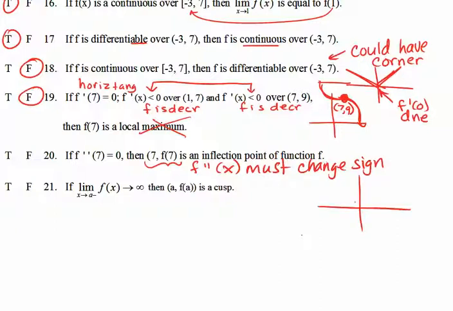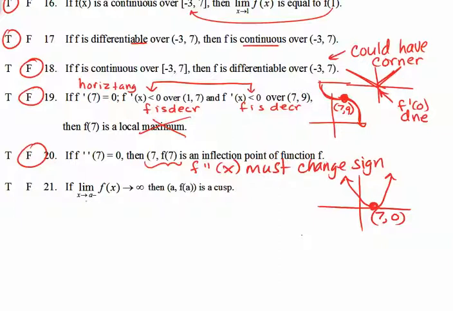So you guys know all the time here that we could have functions that hit 0, but they don't cross over the x-axis. They might bounce there. So that is not enough. F double prime has to change from positive to negative or negative to positive to give us an inflection point.